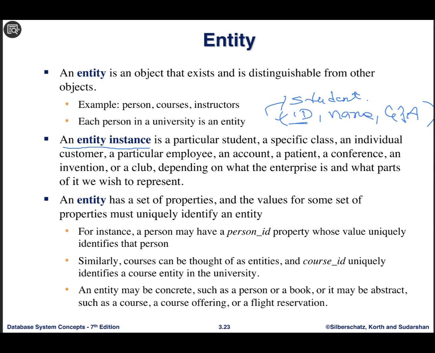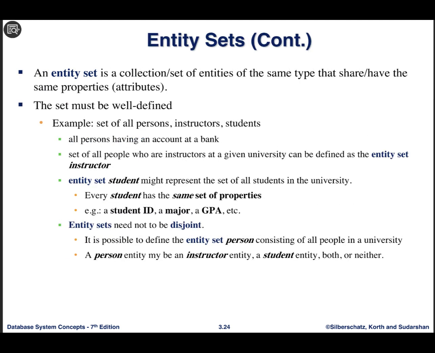So the abstract, I will say concrete might be person, might be park. Abstract might be course, a flight reservation. All of them are going to be abstract. Okay? So I do have an entity with an object or anything we try to model. We do have an entity instance with a particular entity.